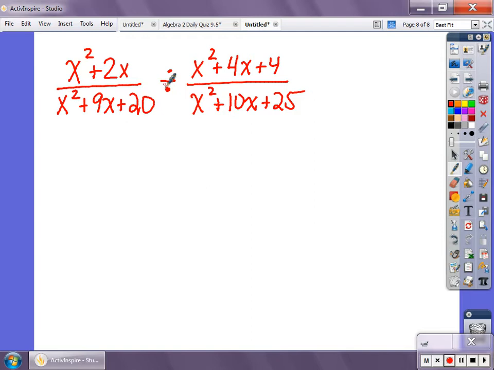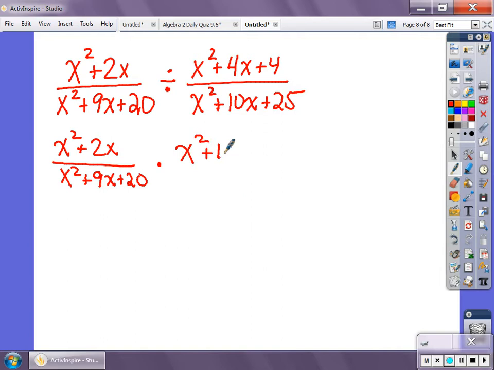Now we don't like dividing by fractions, so what we're going to do is change the divide to a multiply, and we're going to multiply by the reciprocal of this fraction. So this stays exactly the same, x squared plus 2x. This stays exactly the same, x squared plus 9x plus 20. Divide becomes multiply, and then flip this fraction right here: x squared plus 10x plus 25 over x squared plus 4x plus 4.